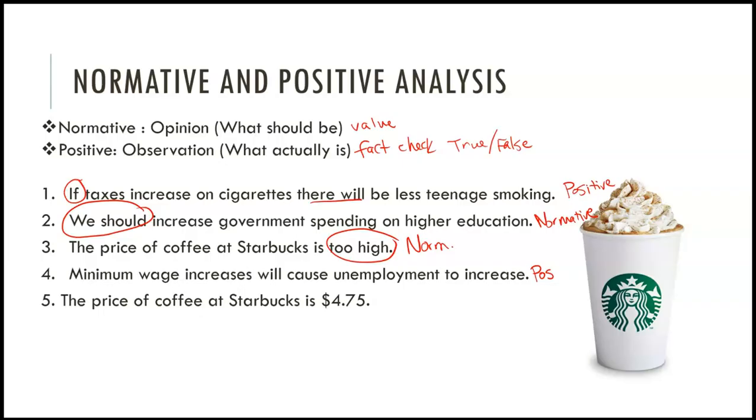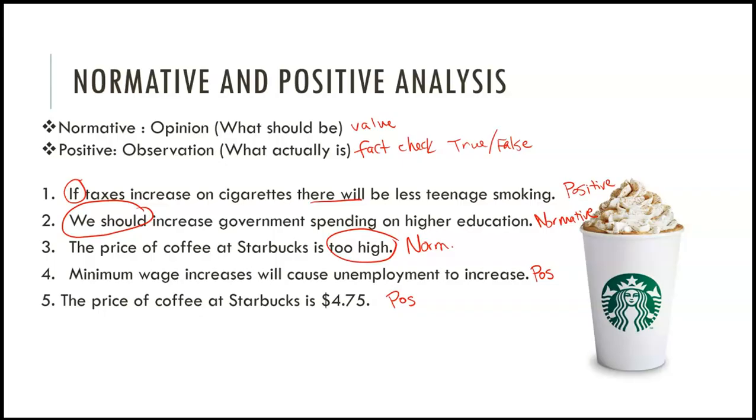Number 5, the price of coffee at Starbucks is $4.75. This is also positive analysis. We can all walk into Starbucks and look and see what the price of coffee is. This is not going to be true at every location we go to, but if we all walk into the same Starbucks location on the same day, same time, we look at the menu, we'll be able to see if this is true or not.